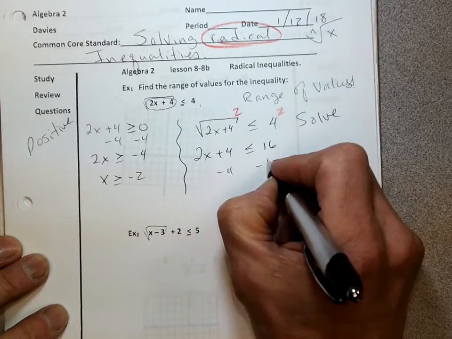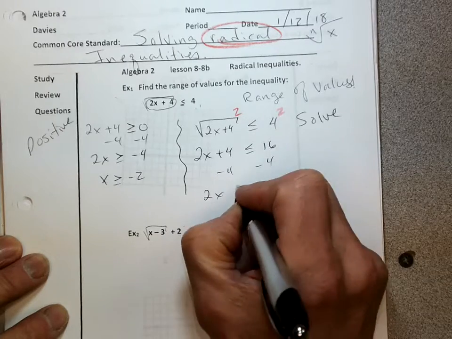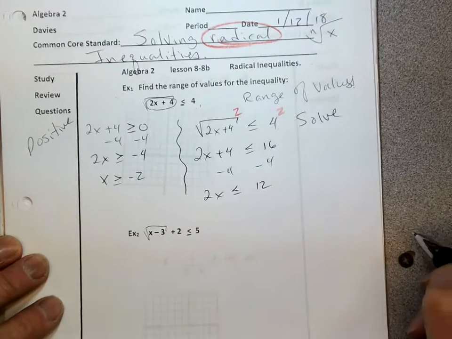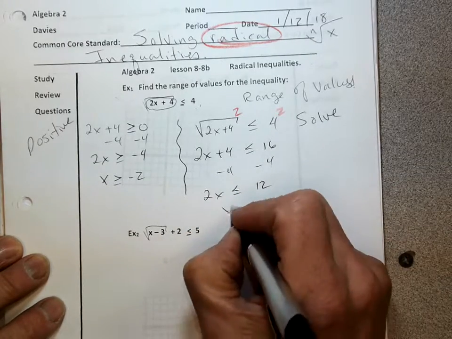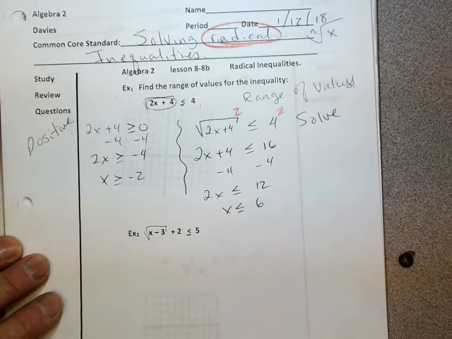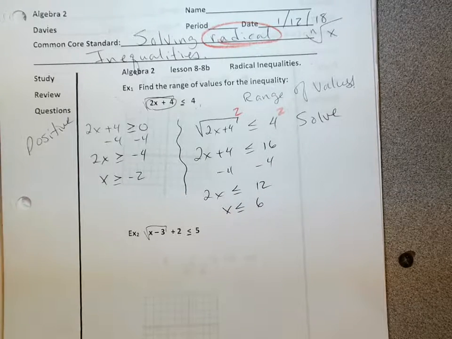Minus 4. How about 2x is less than or equal to 12? Divide by 2, x is less than or equal to 6. So what we have are all of the numbers between negative 2 and 6 that will work. Any other numbers outside that range are not going to be a solution.